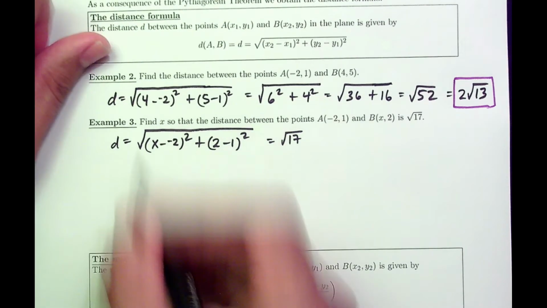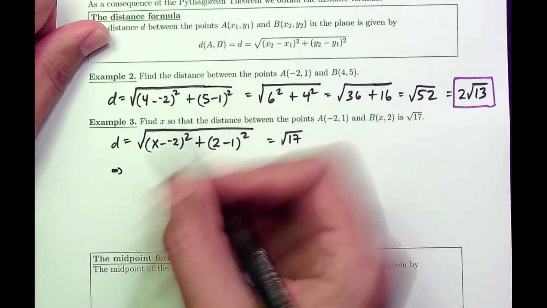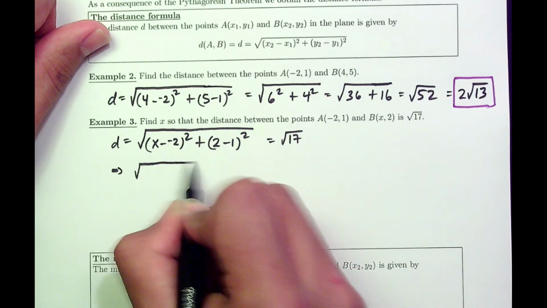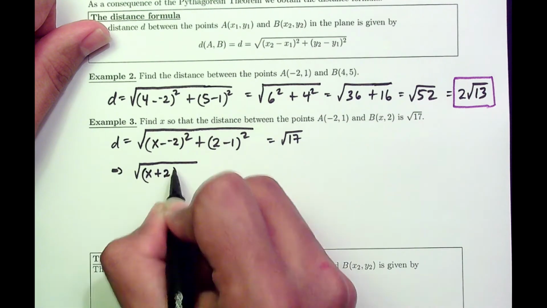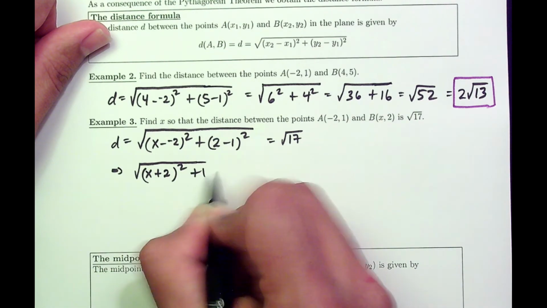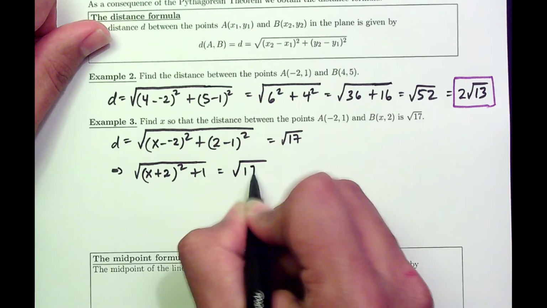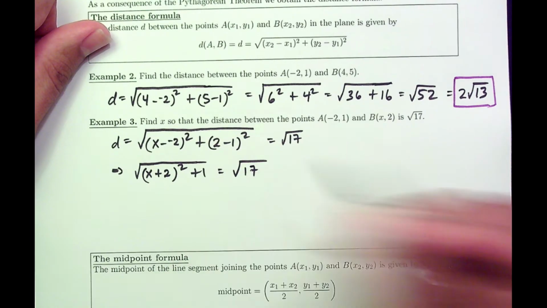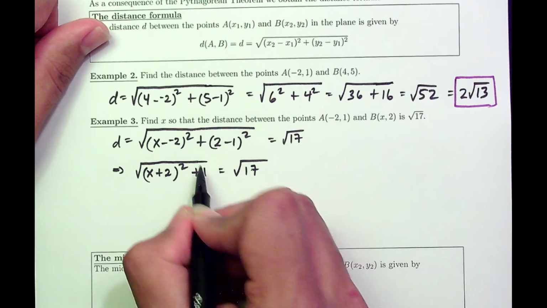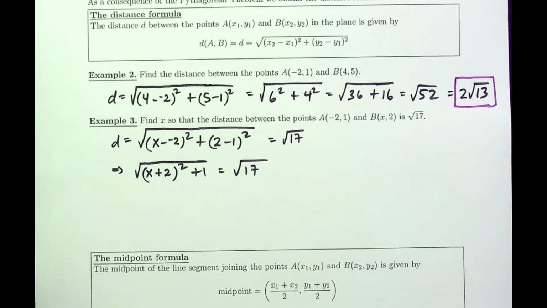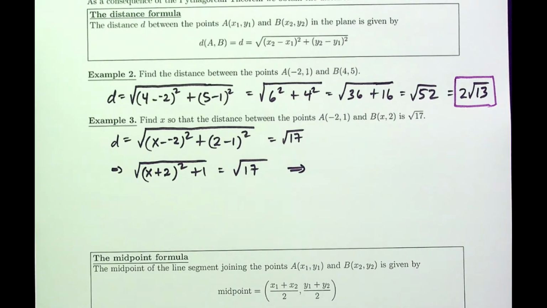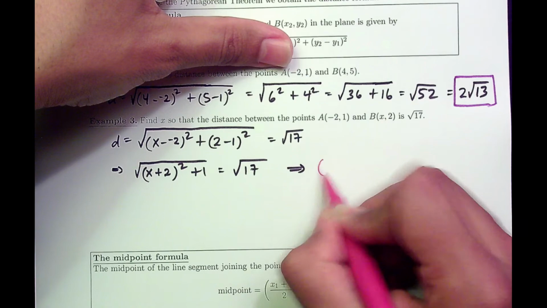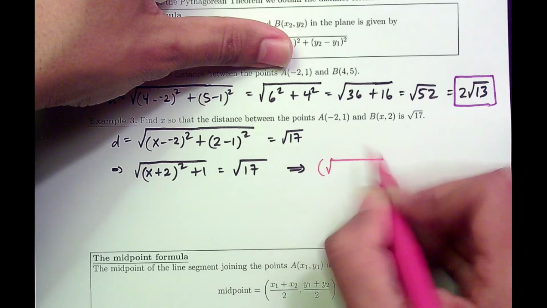Okay, let's simplify. This is the square root of x plus 2 squared plus 1, equals square root of 17. Now we need to get rid of that square root, so we are going to square both sides and see what we get.